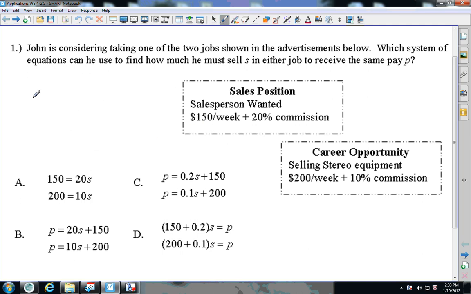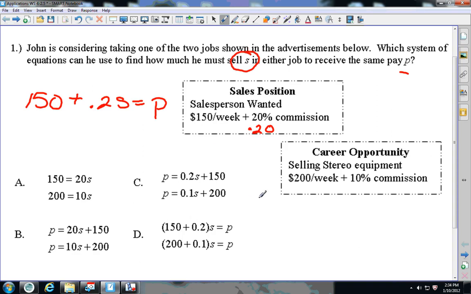For this position, you're going to get paid $150 just for coming to work that week, plus a 20% commission. Now, 20%. You can't just put a 20 here. You have to change the percent to a decimal, so it has to be 0.20 or 0.2. Either way would be okay. So I'm going to take 0.2. Now, the commission is going to be multiplied by our variable right here, which is S. S is how much he sells. And what this equals is his pay. That's how he determines how he gets paid.